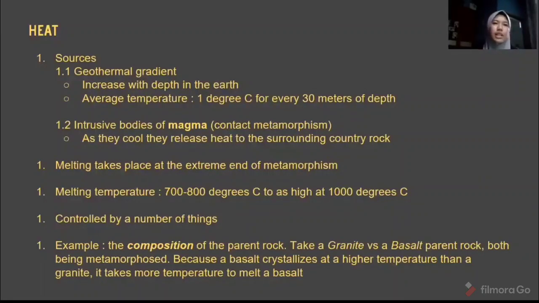Melting takes place at the extreme end of metamorphism. Melting temperature can be as low as 700 to 800 degrees Celsius to as high as 1000 degrees Celsius. Melting is controlled by a number of things, for example, the composition of the parent rock. Take a granite versus a basalt parent rock, both being metamorphosed. Because a basalt crystallizes at a higher temperature than a granite, it takes more temperature to melt a basalt.